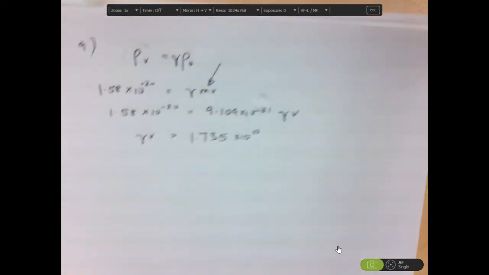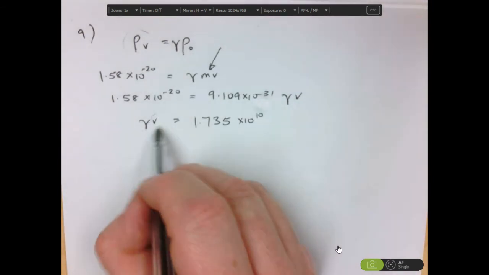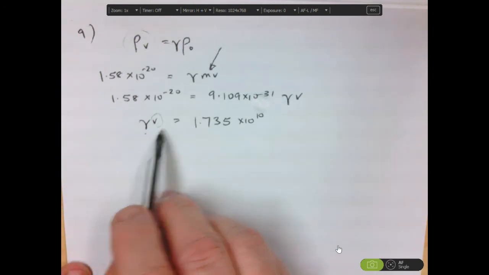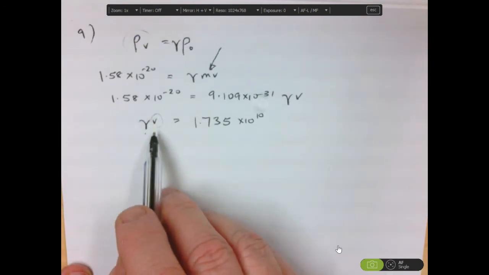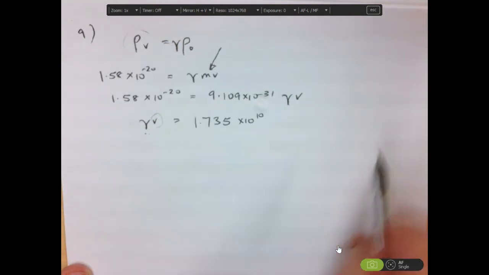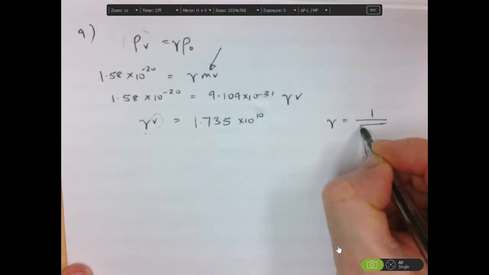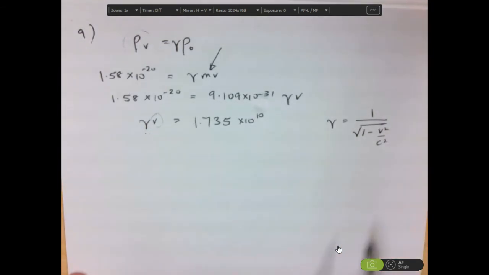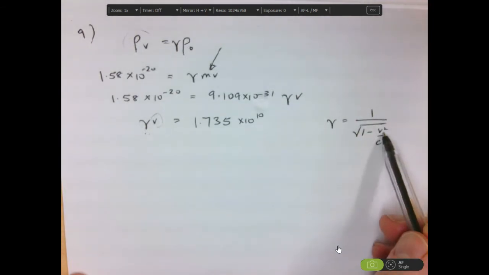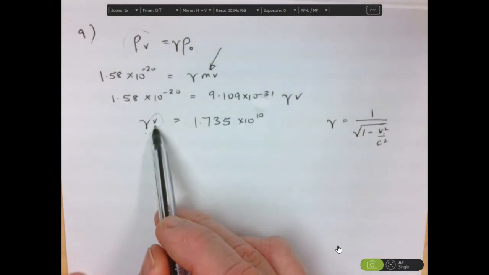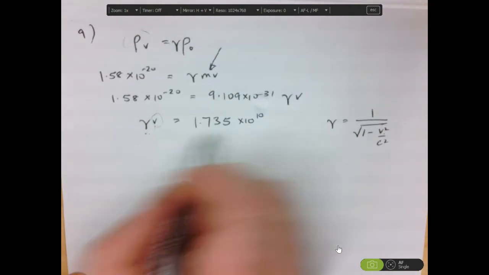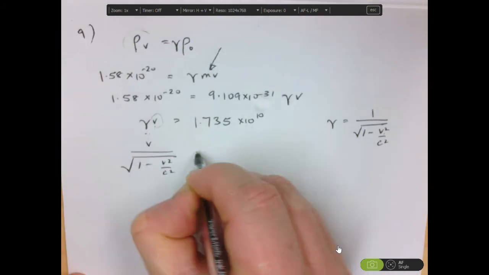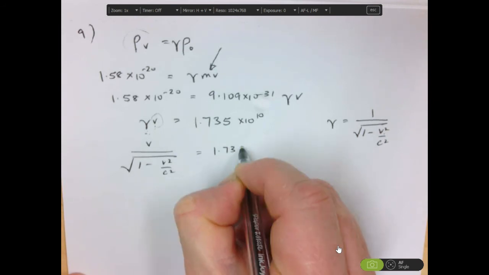Now, does that get us any closer to our answer? We need to find this v, but I can't find this gamma with the information I'm given. So let's now go back to the actual first principles of gamma. Gamma is given as 1 over the square root of 1 minus v squared on c squared. That is its proper definition. So the gamma has v in it, which is the same as this v here. So v times gamma would be v over the square root of 1 minus v squared on c squared, and it would equal this value here.